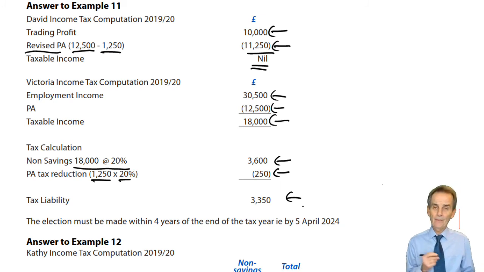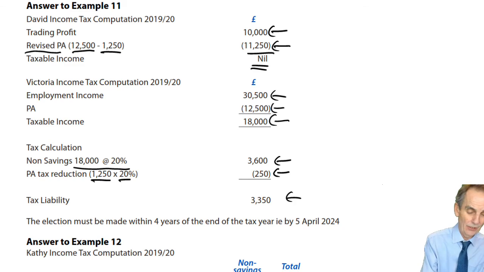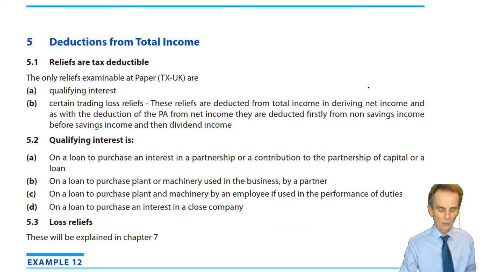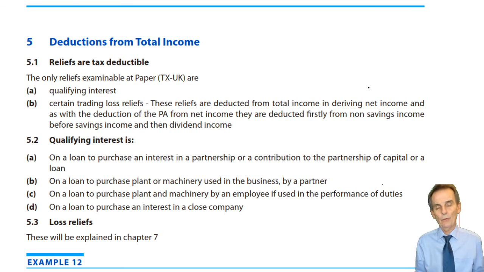Okay, that's the transferable amount of the personal allowance. Just going back to your note, you'll see that next up we deal with deductions from total income. These will come up next time, and for the moment I'll leave you to review what we've covered so far in Chapter 2. Make sure you're okay with it before we forge on to the next part.